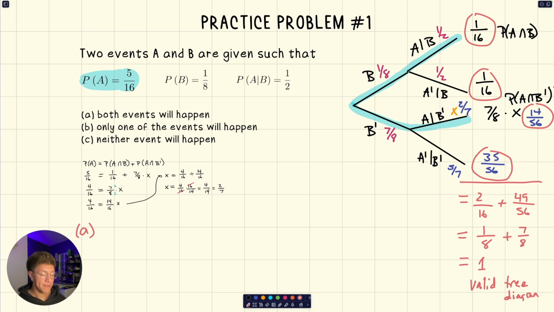Question part A is asking us, what's the probability that both events will happen? And so the probability that both events will happen is the probability of A and B happening together, or A intersection B. A intersection B is our top branch. We can see that that is 1 over 16. So pretty quick.